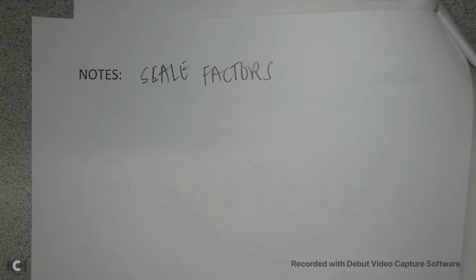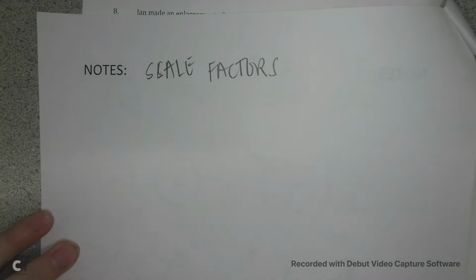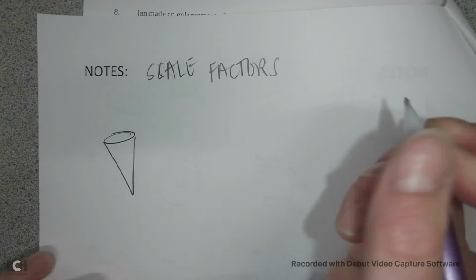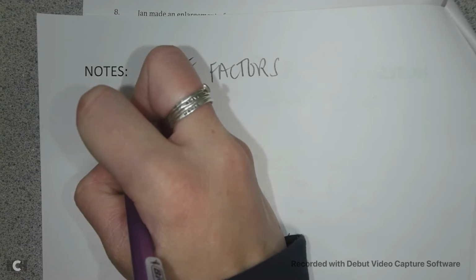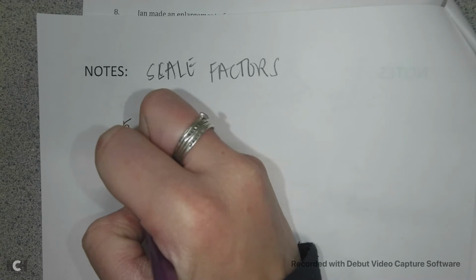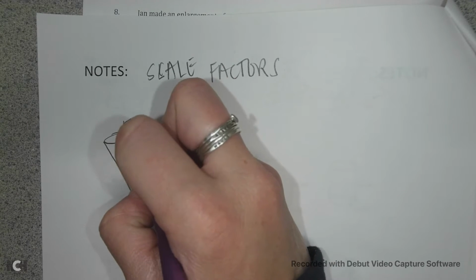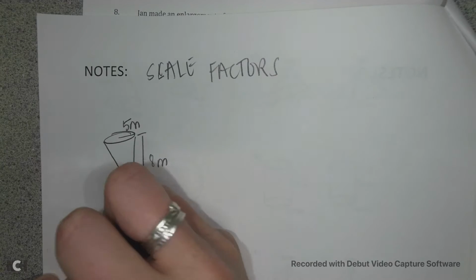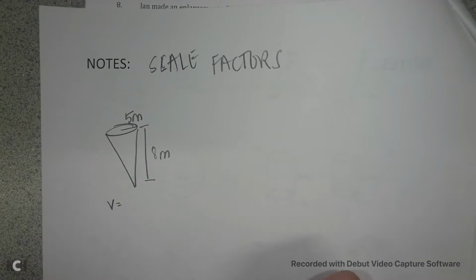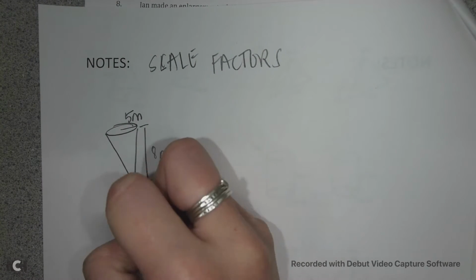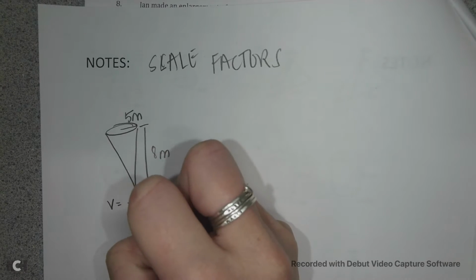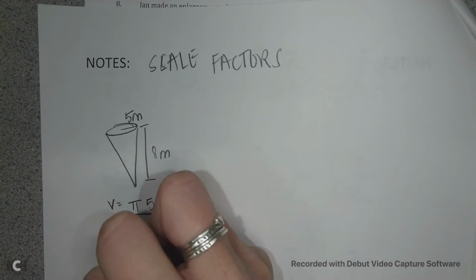Okay, so let's say I have a cone, and my radius is 5 and my height is 8. And these are meters. So the first thing we want to do is figure out the volume of our cone. So the volume is pi r squared times height, divided by 3.